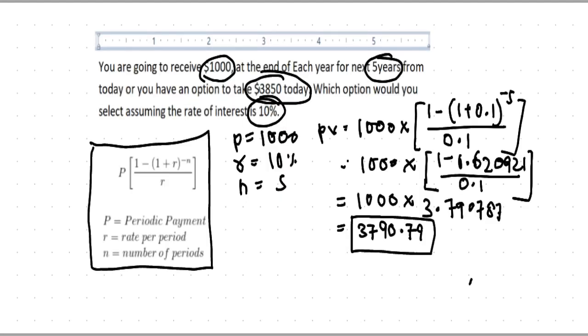So coming back to the example, the present value of the annuity is 3790.79, which is the first option, and the second option is to receive $3,850 today. So you should go with the amount to be received today, $3,850, which is higher than the present value of the annuity.